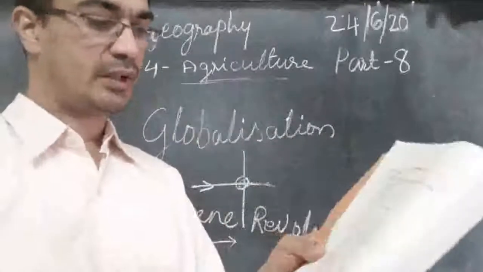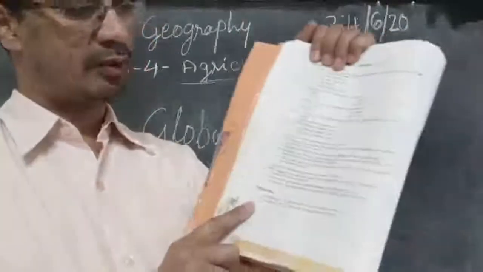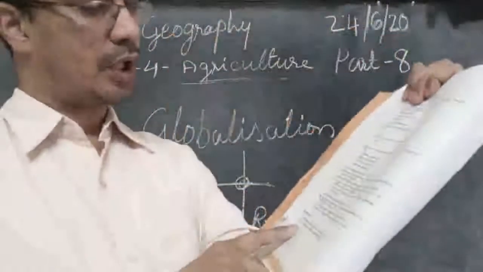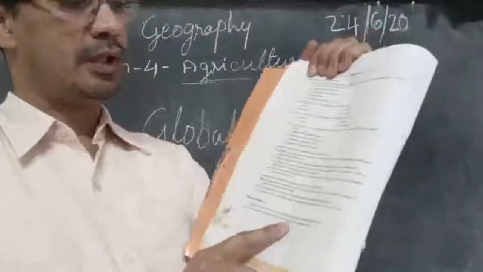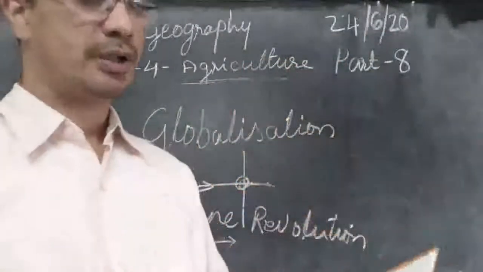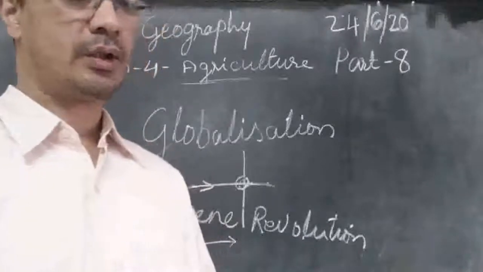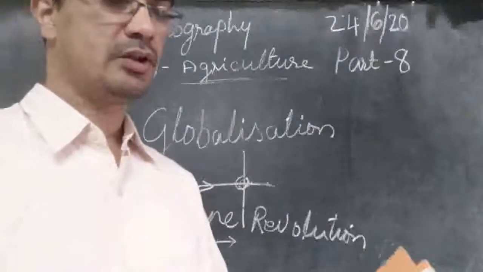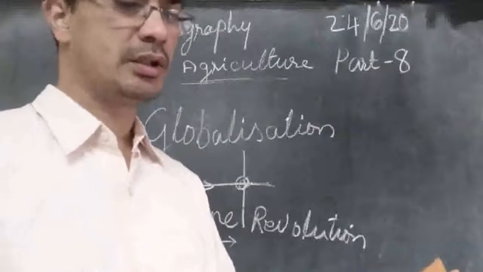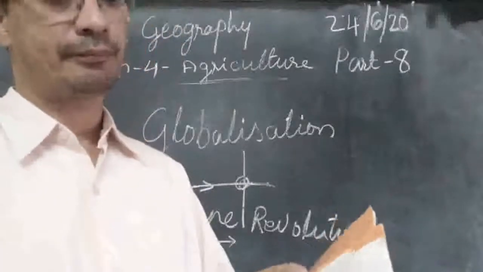Then another one is the project work. There is a project work for you. Project number 2. On an outline map of India, show wheat producing areas. In the book there is a map of India showing the wheat producing areas. You draw that one in your notebook and send it to me.